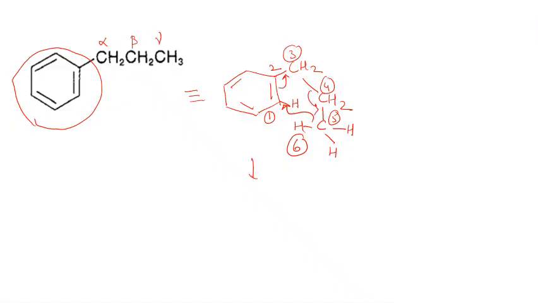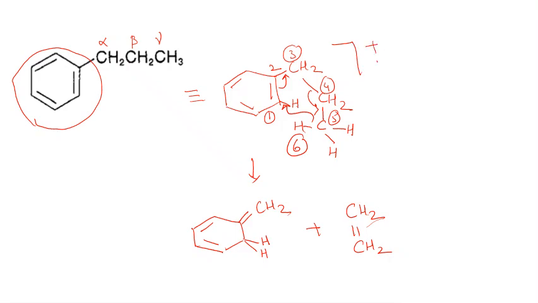So what will we get? We will get a benzene ring in which these two bonds are not disturbed and this becomes a double bond CH2, and here already one hydrogen was there. Now one more hydrogen got transferred here. So plus CH2 double bond CH2. Under mass conditions this will be a radical cation, so this fragment will also be a radical cation. So we will get a mass corresponding to this particular fragment.